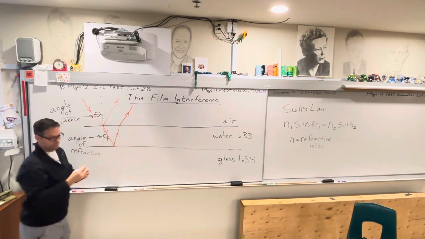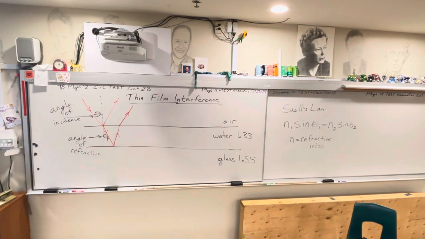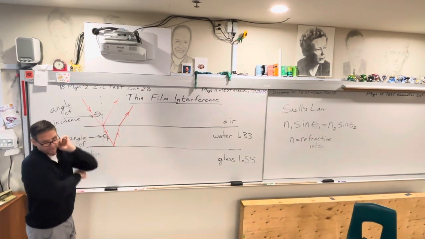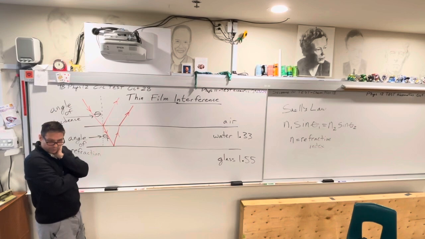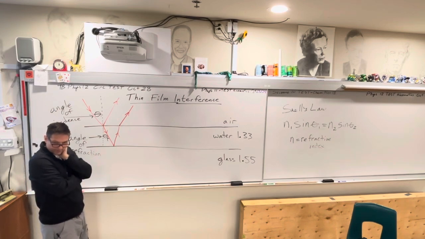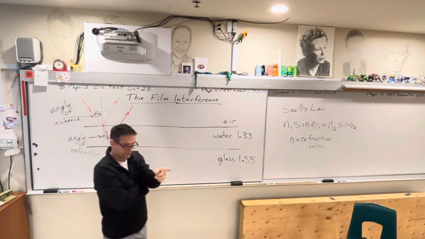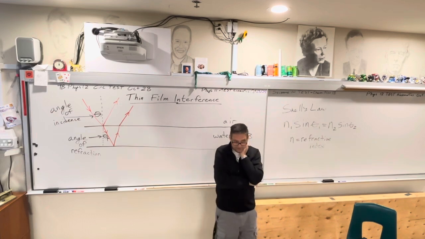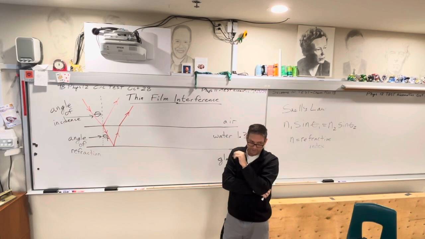These two beams, if the film is thin, will be very close together. So what might you expect to happen with two beams of light very close together? Who said interference? Somebody did. Thank you, Leon. Good. So they're going to interfere with each other, right? So you're going to have different spots of brightness.